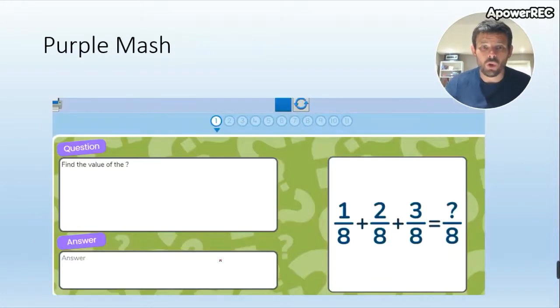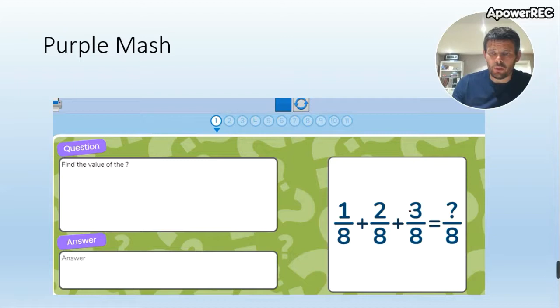So you're now going to go to Purple Mash to do today's problems, and then you'll do some more Purple Mash problems tomorrow and the day after and the day after. You can keep coming back to this video if you're not sure what to do. When you're looking at Purple Mash, questions will look a little like this.